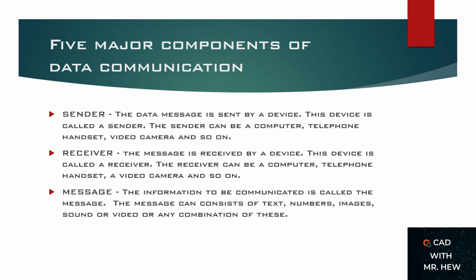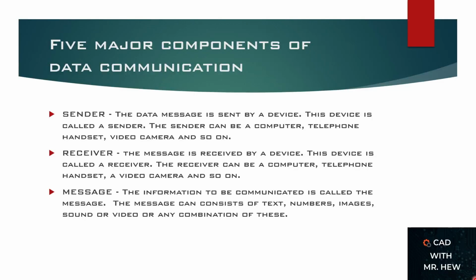First, we have the sender. The data message is sent by a device. This device is called a sender. The sender can be a computer, a telephone handset, a video camera, and so on. Then the second component of data communication is a receiver. The message is received by a device. This device is called a receiver. The receiver can be a computer, a telephone handset, a video camera, and so on.